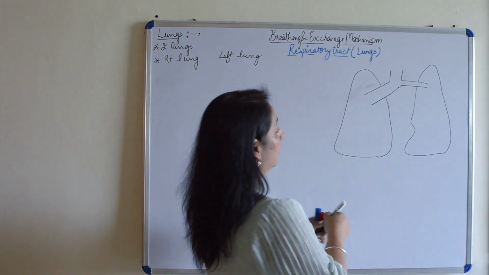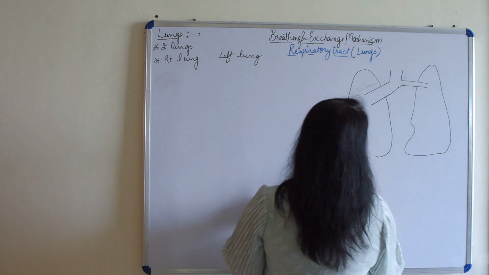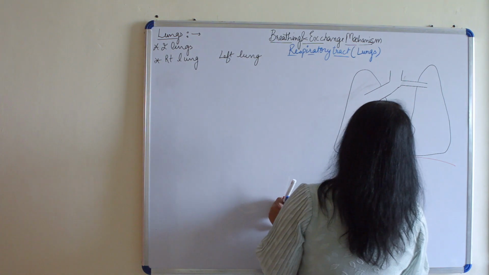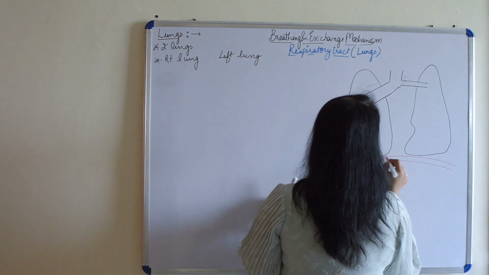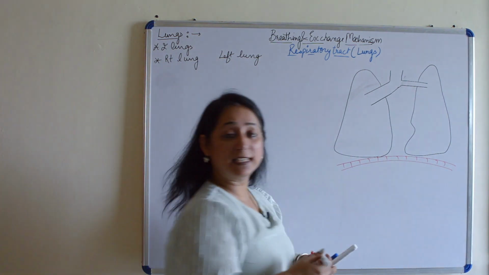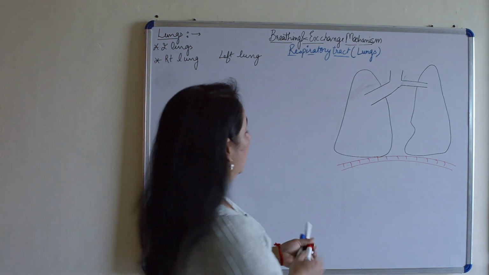and beneath it is the muscular sheet called the diaphragm, very important in the process of inhalation and exhalation. We'll see this when we discuss inhalation and exhalation.